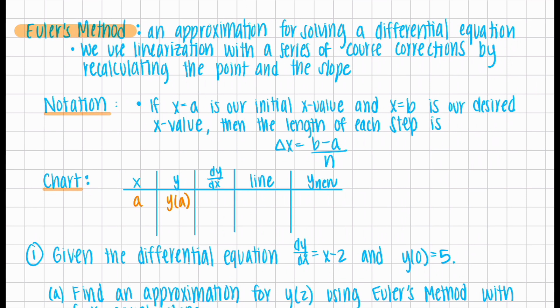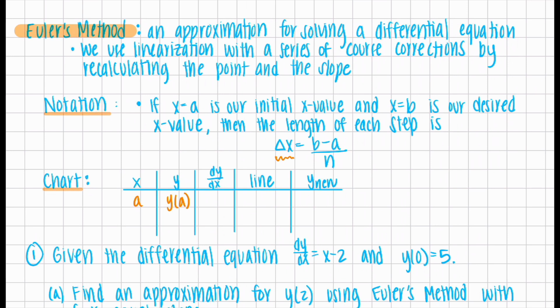For a little bit of notation, if x equals a is our initial value and x equals b is our desired x value, then we're going to want to find our delta x, which is the length of each step, and we're going to make that b minus a over n, where n is our number of steps.